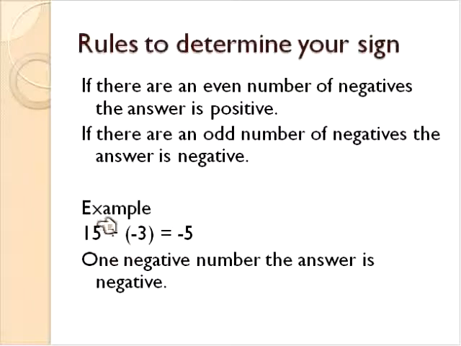So here we're dividing. We know 15 divided by 3 is 5. The main problem is getting what sign. So we just count how many negatives there are. There's just the 1. So therefore, it will be negative because 1 is an odd number.